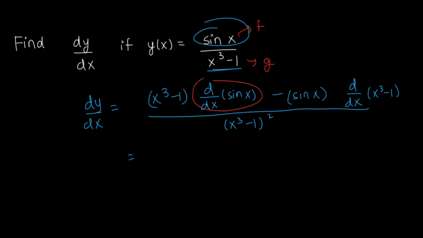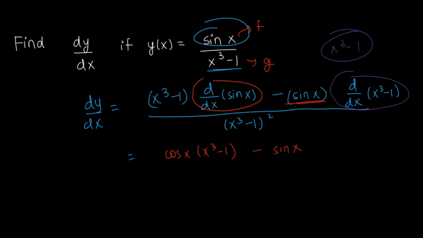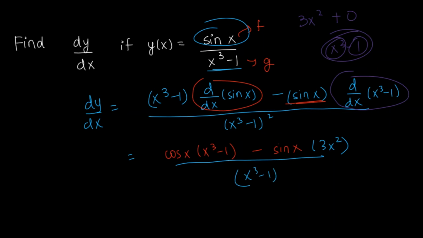The derivative of sine of x is equal to cos of x, so cos of x times x cubed minus 1, minus sine of x just comes straight again. This thing right here, the derivative of x cubed minus 1, we know that the derivative of negative 1 is going to be 0. And the derivative of x cubed, well, that is going to be 3x squared. So let's just write 3x squared right here. All of this is being divided by x cubed minus 1, squared. And there you have it.